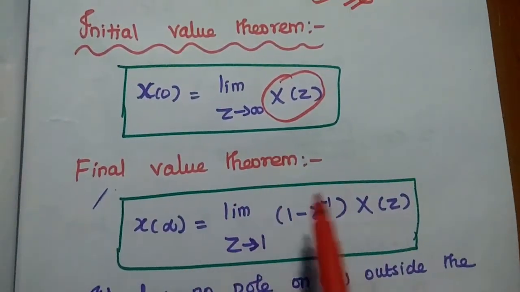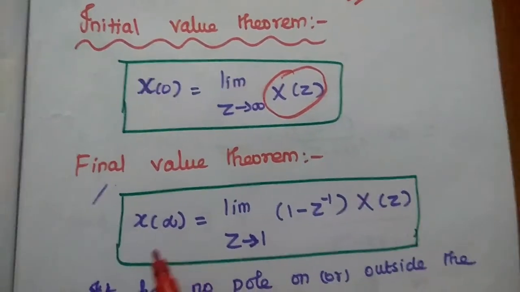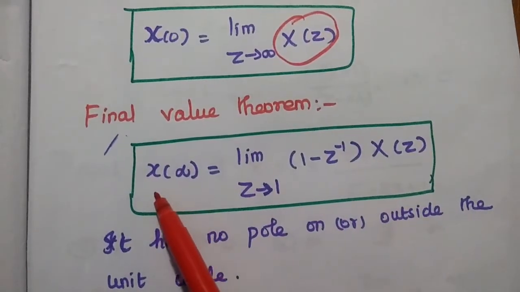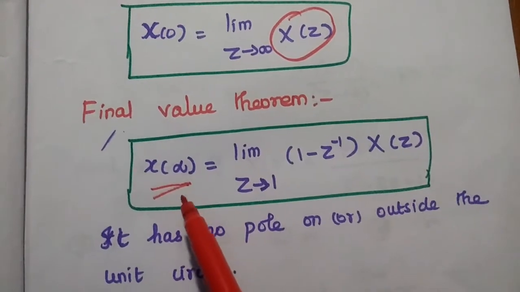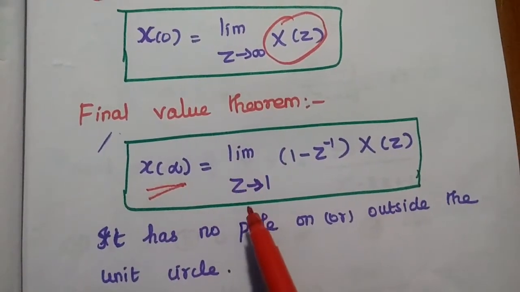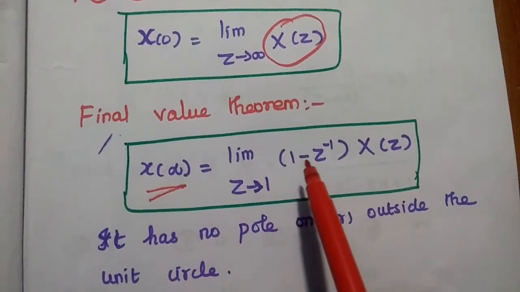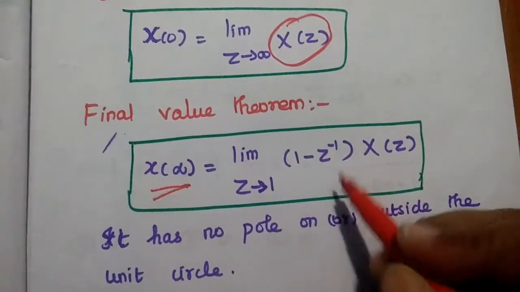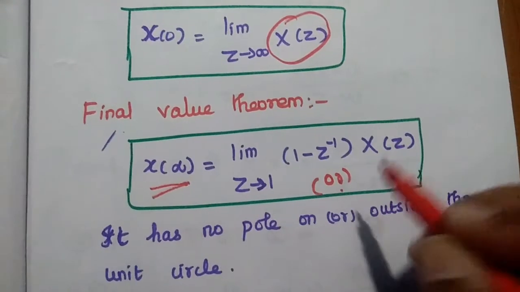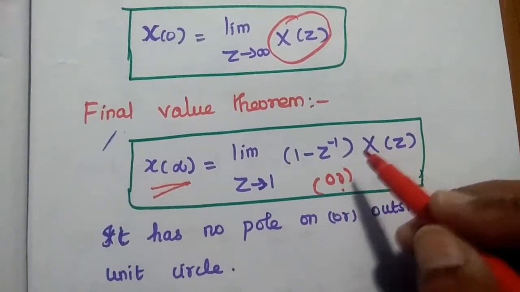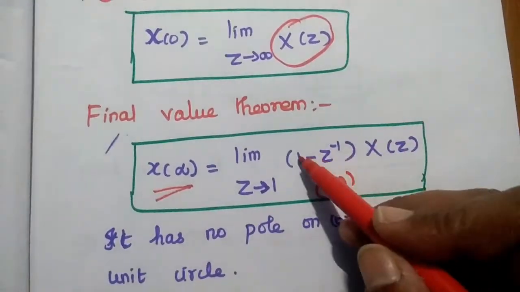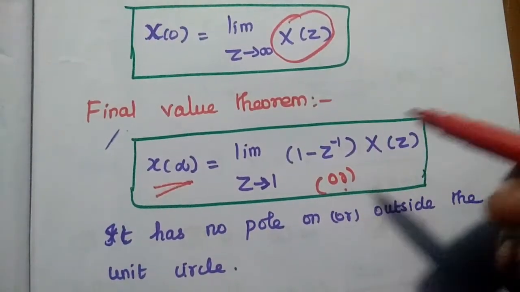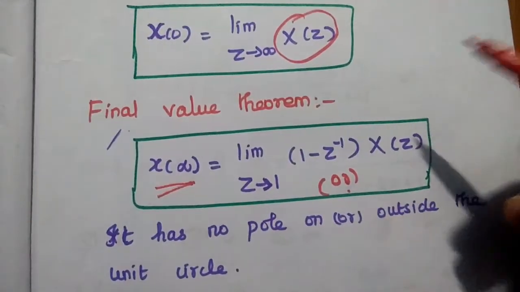Okay, final value theorem is represented like this. X of infinity represents what? X of infinity means it is the final value, that is equal to limit z tends to 1 of 1 minus z power minus 1 into X of z. This can be written like this also, that is z minus 1 by z. So 1 minus z inverse can also be written like z minus 1 by z.